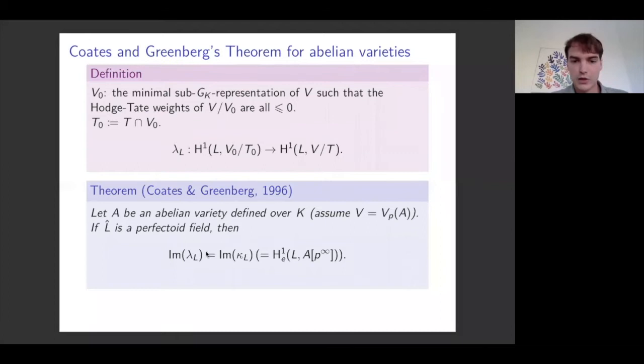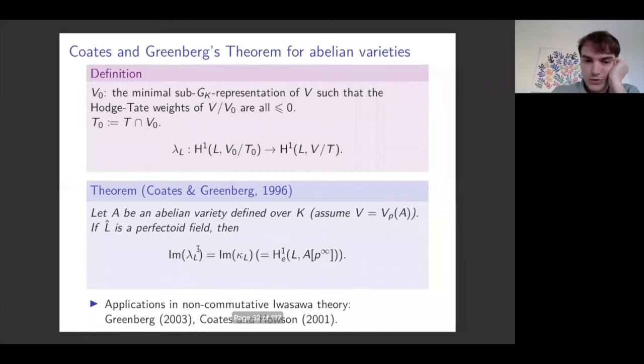And indeed, Coates and Greenberg independently use this theorem quite crucially to prove important results in non-commutative Iwasawa theory. So Greenberg in 2003 proved a very general control theorem that generalized a lot the classical results of Mazur. And Coates and Howson computed the Euler-Poincaré characteristic of a Selmer group of an elliptic curve over a non-commutative extension. Both these results are quite important in non-commutative Iwasawa theory, and both rely crucially on this result of 96.